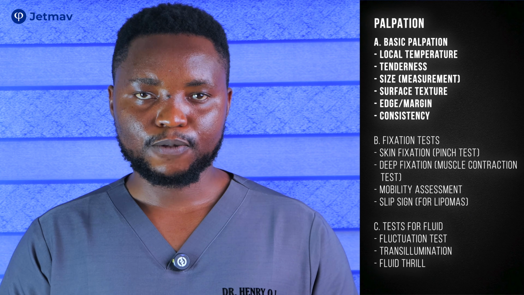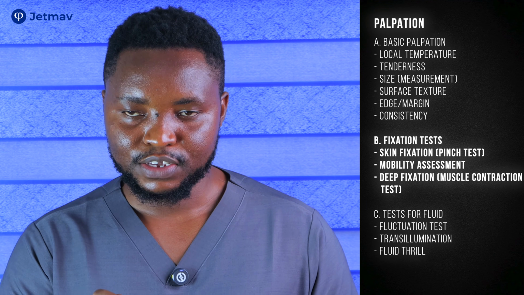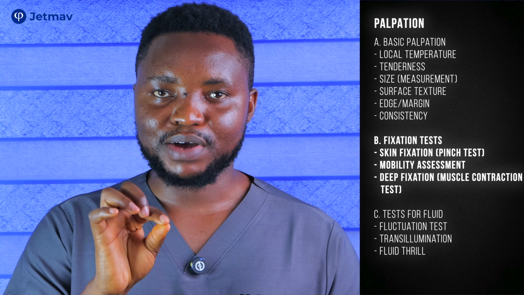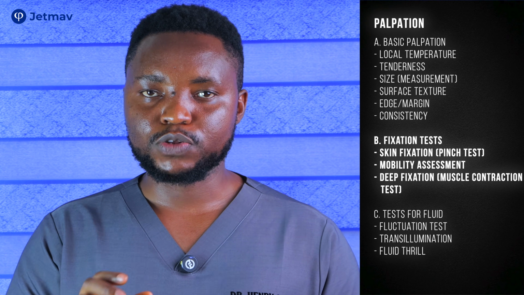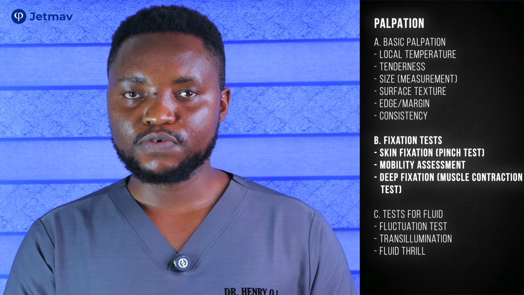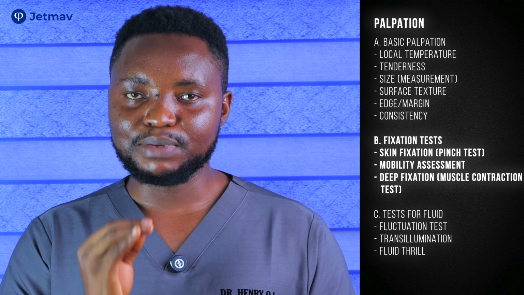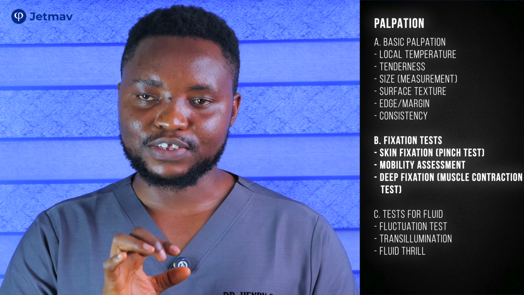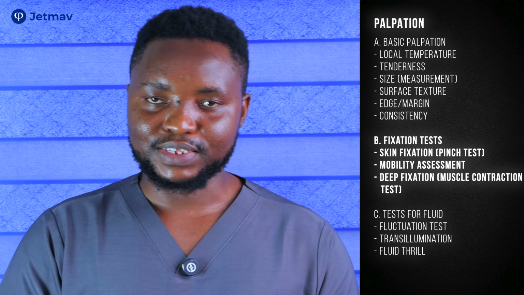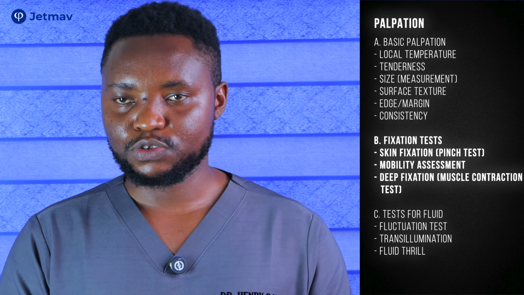Then when you are done with all this palpation, you're going to perform what we call fixation tests, where you try to pinch the skin over the mass to see if the mass is attached to the skin. Then if it's not attached to the skin, you perform what we call mobility assessment. You try to move the mass in different directions to see if it can move. Then you perform what we call the deep fixation test, where you try to contract the muscle on which the mass is. Then try to move the mass again to know if it is still mobile. This will help you note whether the mass is fixed to the underlying muscle.